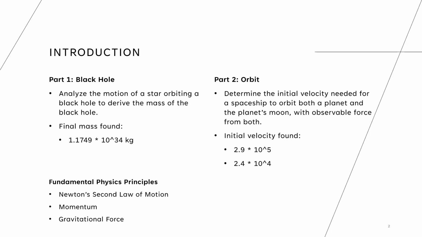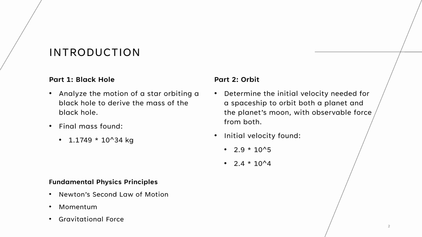So to start off, we're going to split this lab into two main parts. Part 1 being the black hole, in which we're going to analyze the motion of a star orbiting a black hole to derive the mass of said black hole. And Part 2 is going to be the orbit. So we're going to determine the initial velocity needed for a spaceship to orbit both a planet and the planet's moon with observable force from both.